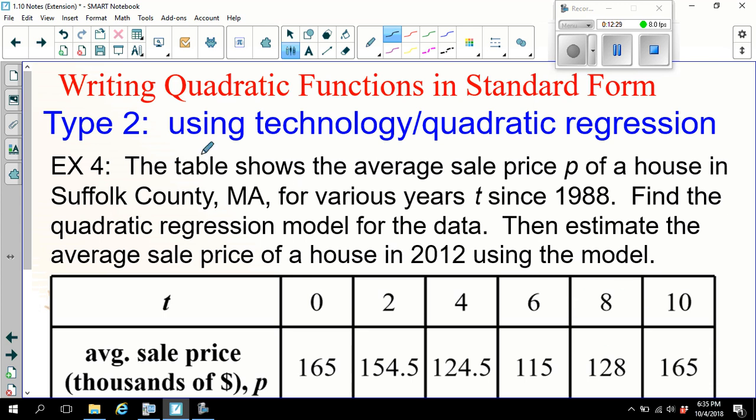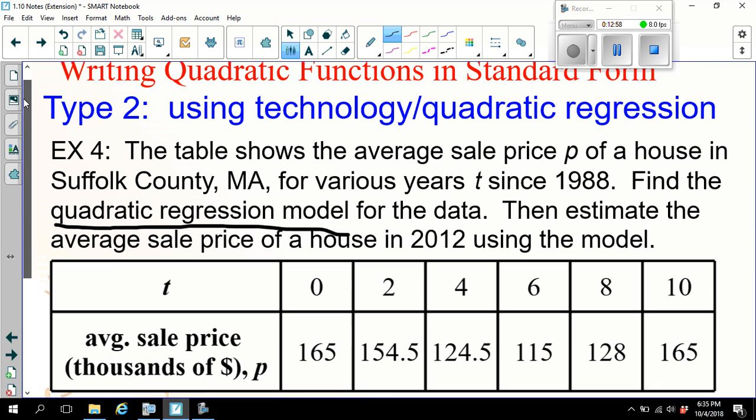Okay, so it says the table shows the average sale price P of a house in Suffolk County, Massachusetts, for various years T since 1988. Find the quadratic regression model for the data. So they kind of already tell you what we need to do, find the regression model. Now, once we find that, then we're going to do the second part. So we'll estimate the average sale price of a house in 2012 using the model.